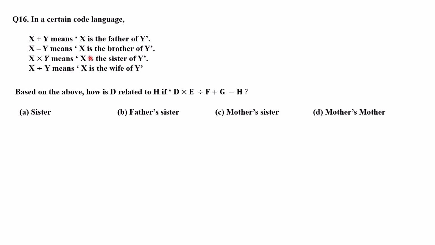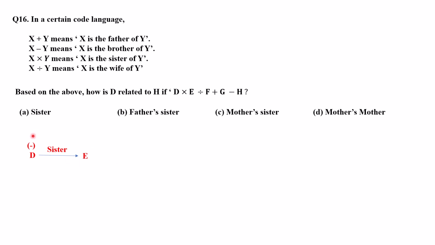Okay, now in this question again certain code language is given. And this question is based on the relation question. So based on the above, how is D related to H if we'll do this relation? So first is D cross E. Now cross means sister. So D is the sister of E. So let's start drawing it.